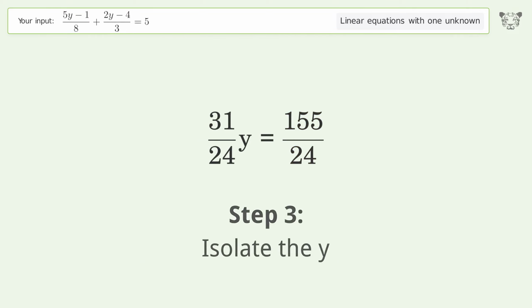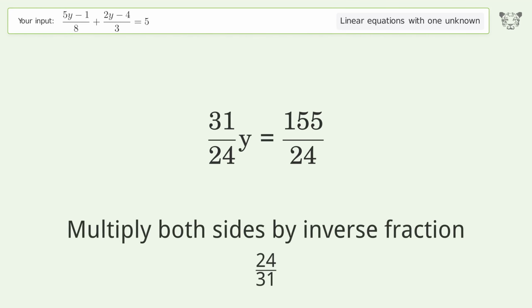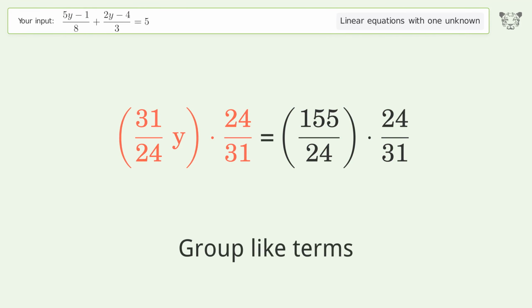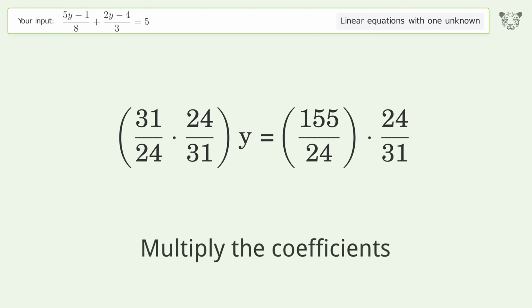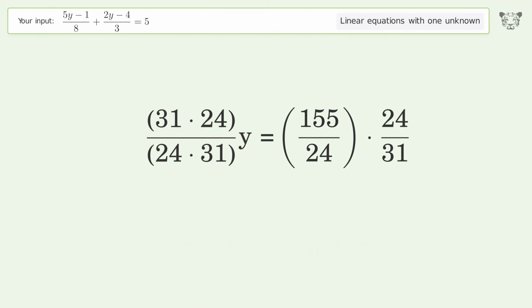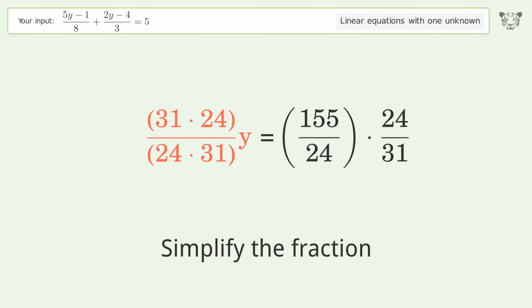Isolate the y. Multiply both sides by inverse fraction 24/31. Group like terms. Multiply the coefficients. Simplify the fraction.